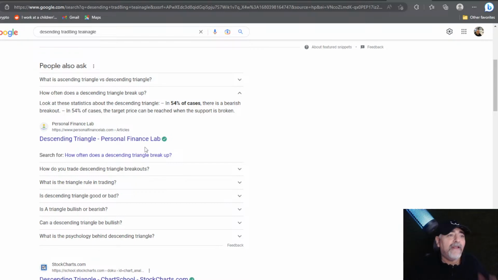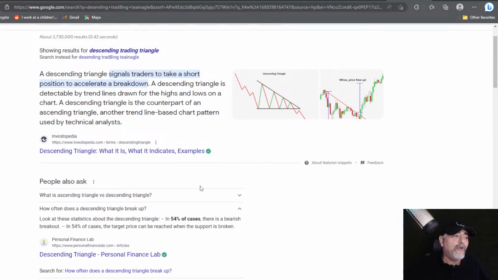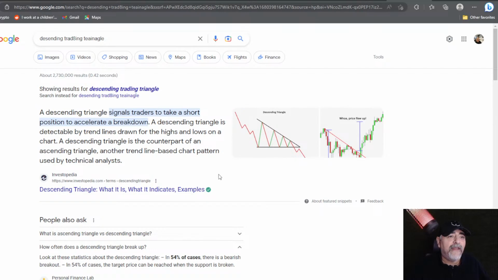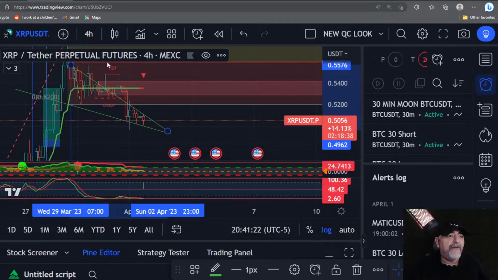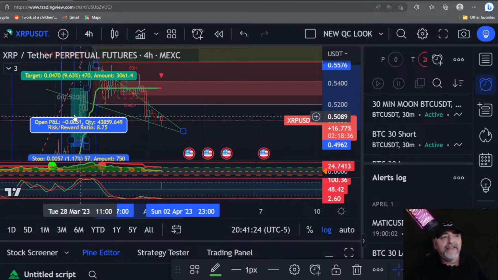So, guys, let's go back and take a look at this. I am recording this, guys. I'm going to show you this, and this is the screen I'm looking at. So we're looking at a descending triangle. Let's go back to our XRP, and let's find ourselves inside of our trade. And what we're going to look for is our descending triangle, right?